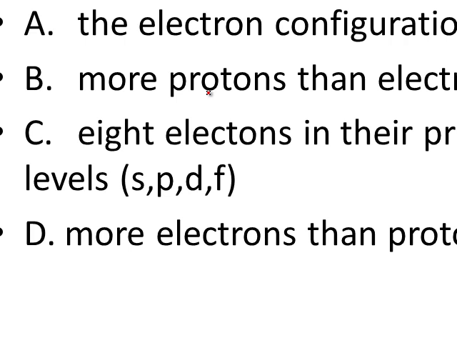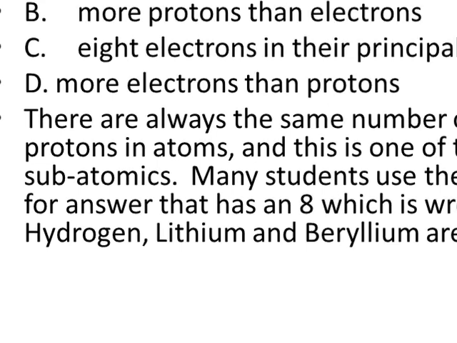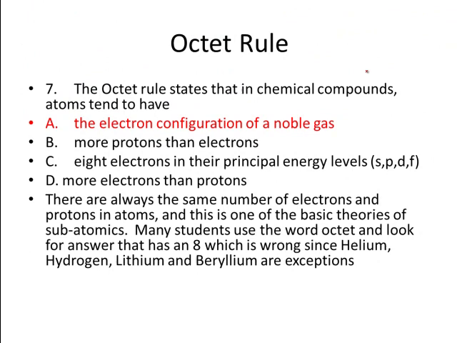So the answer is the octet rule, even though it's not named the right way for most chemistry students, is that the electron configuration of a noble gas. And for most elements, this is going to be 8. The obvious exceptions being lithium, beryllium, hydrogen, helium, which only need to have 2 electrons in their outermost shell.